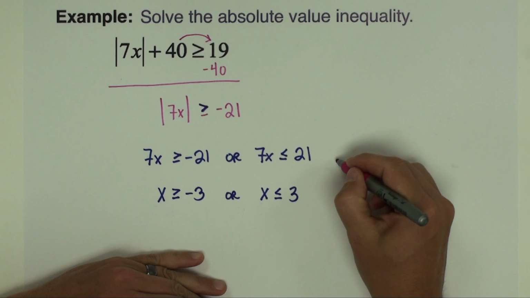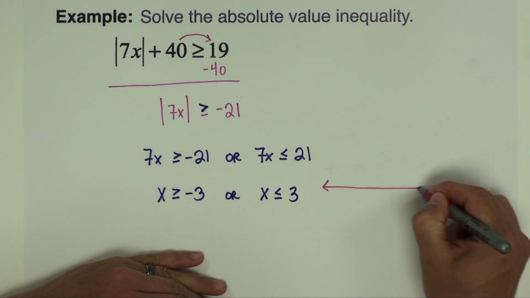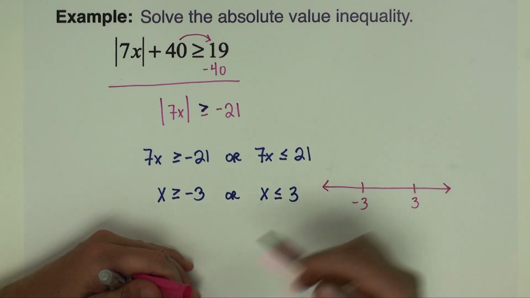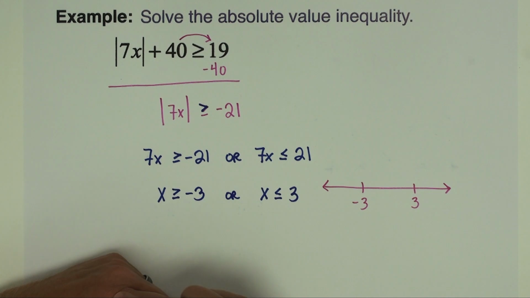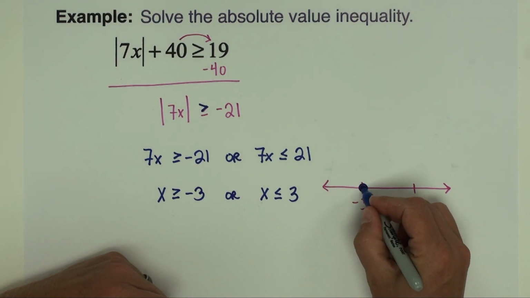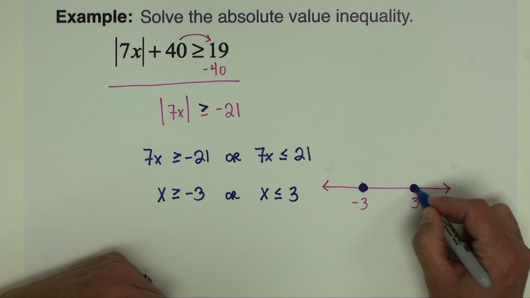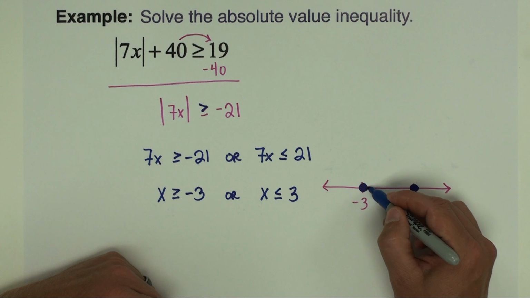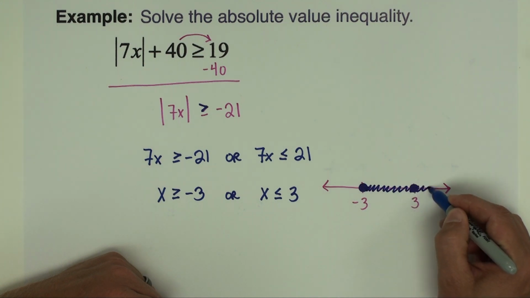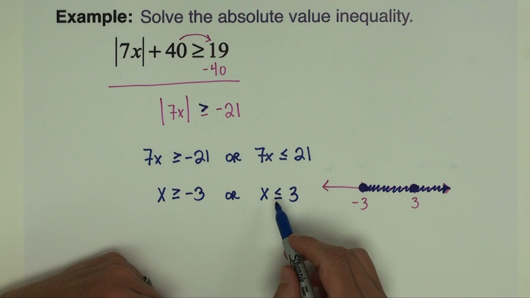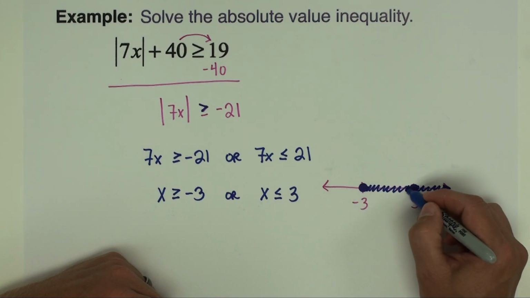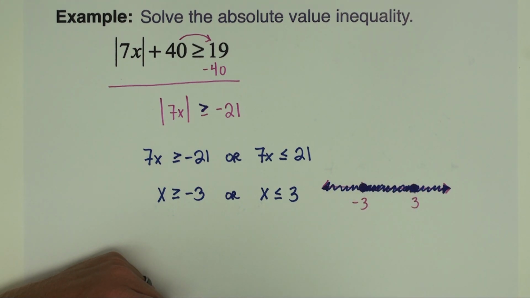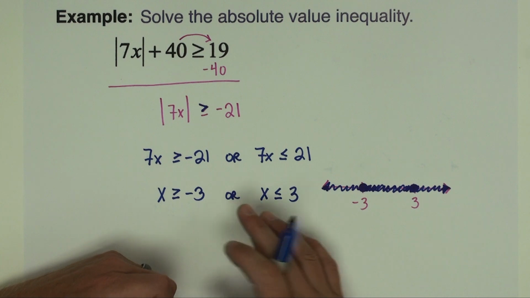Okay, on our number line, what does that look like? We're going to have 2 points. We want negative 3, positive 3. We want solid points at these values because they are equal to. So greater than or equal to, greater than negative 3 is everything to the right of negative 3. Less than positive 3 is everything to the left of positive 3.